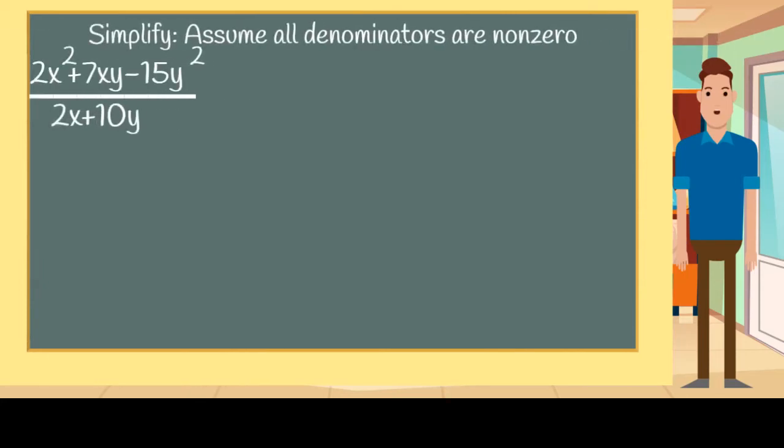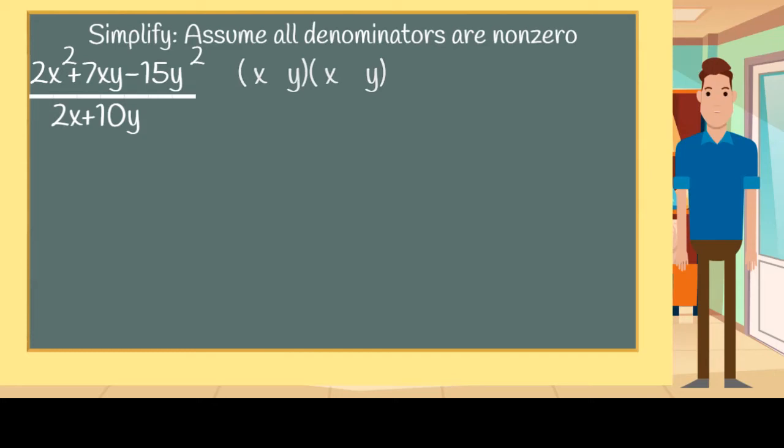Next example. Simplify 2x squared plus 7xy minus 15y squared over 2x plus 10y. The numerator is a trinomial. Sometimes a trinomial may consist of two variables. We can factor the trinomial in a similar way as if it is only one variable. We can use the steps in factoring quadratic trinomials by grouping. Here we know that the first and last terms of each binomial factor contain x and y respectively.